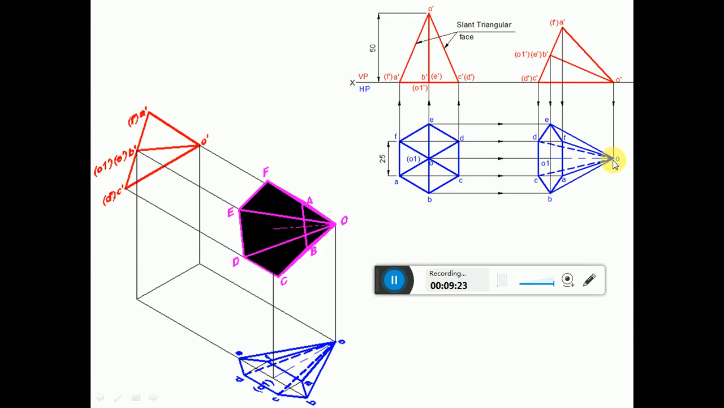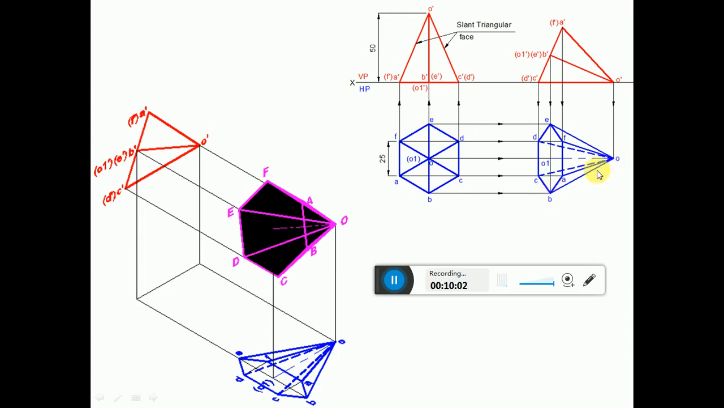Then join A to B, B to C, C to D, D to E, E to F, and F to A with thin continuous line. Then join O to A, O to B, O to C, O to D, O to E, and O to F. So name them. Once you do that, now you apply the condition of visibility and invisibility. So all the exterior edges of the boundaries of the solids are visible.